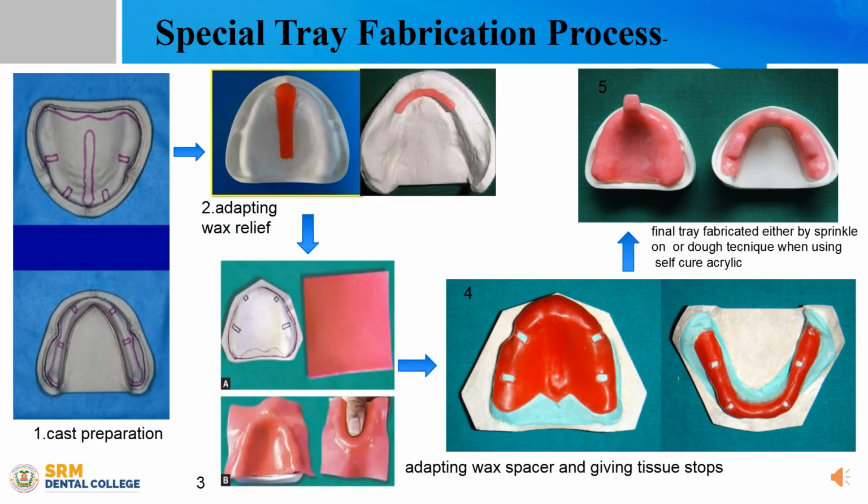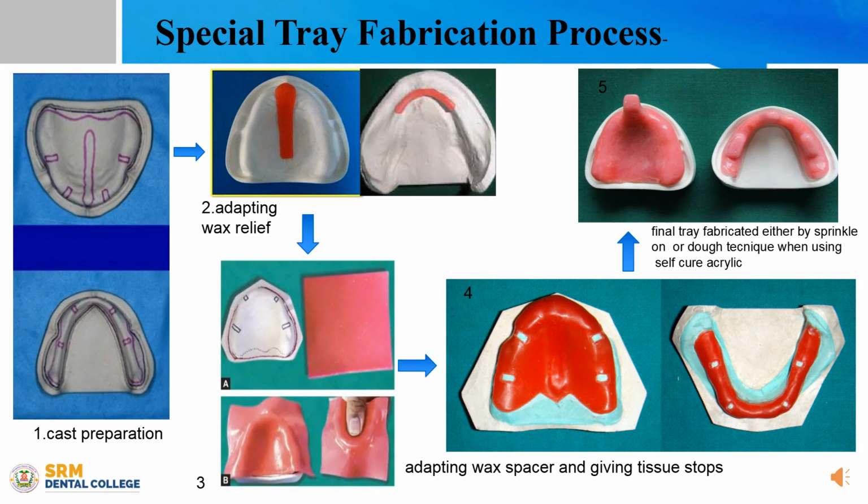Moving on to the steps in fabrication of a special tray. First is your cast preparation, wherein you draw three lines. One is your sulcus line. Second is your special tray line, which is shorter than your sulcus line, about 2 mm. And then comes your spacer line, which is shorter than your special tray line, about 2 mm.